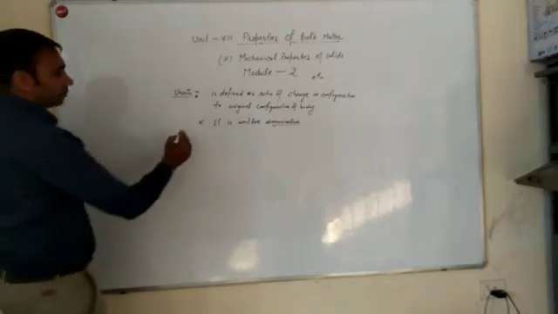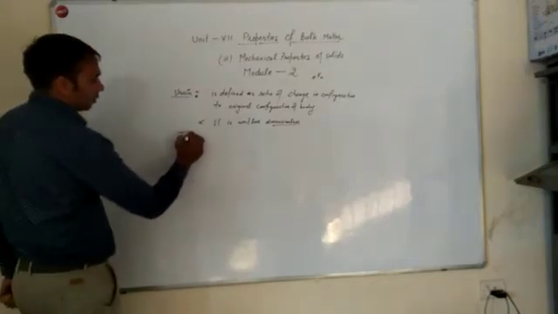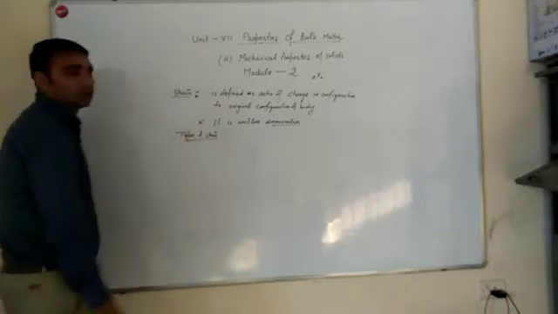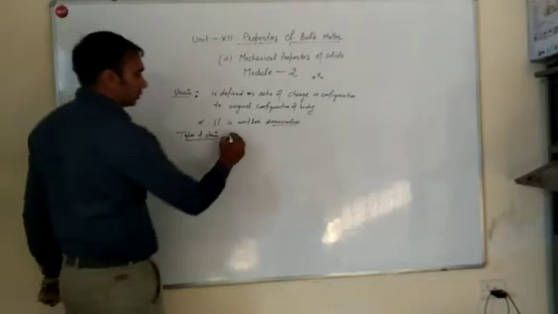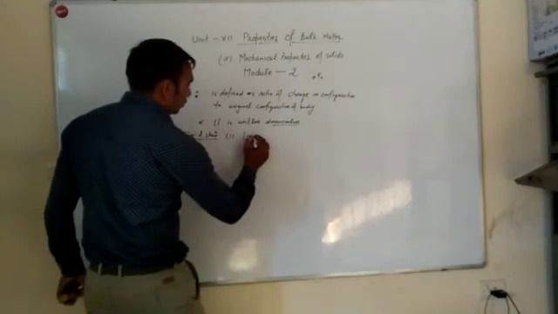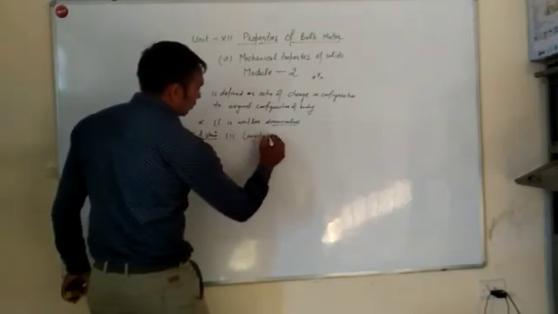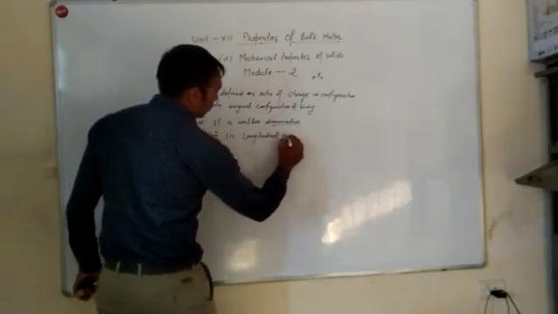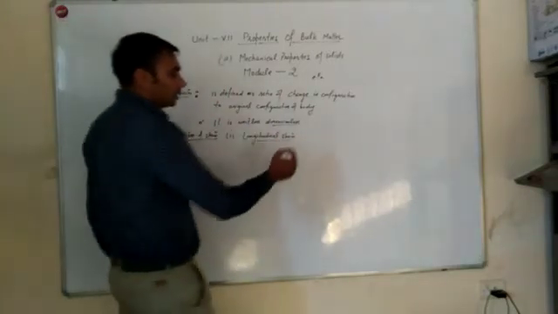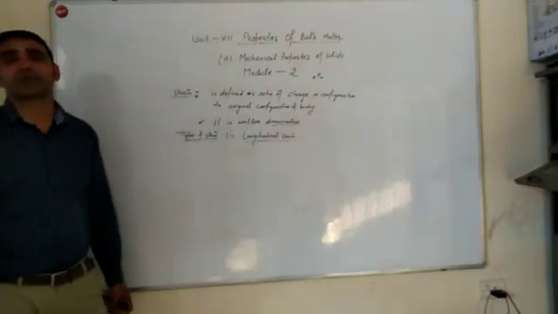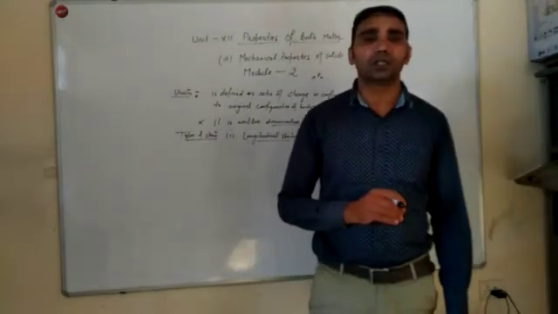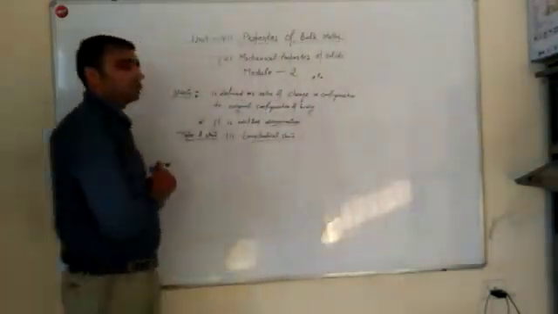Types of strain. First type of strain is longitudinal strain. Longitudinal strain is defined as the ratio of change in length to the original length of the body. Let us take an example.